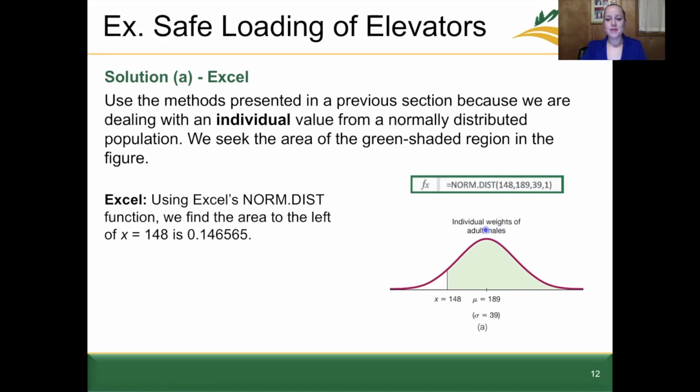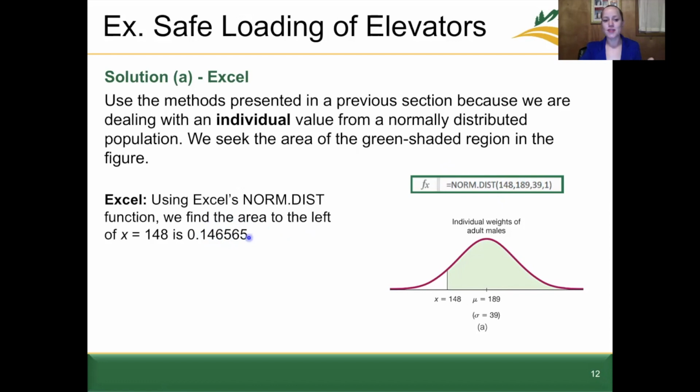But we need to remember that when we plug in these numbers into Excel, it's going to give us our cumulative area from the left. So once we get our answer using Excel, we won't be quite done with the question. So if I type this into Excel, equals sign, set up my function, I have my X value, mean, standard deviation, cumulative value. I hit enter, I get an area or probability value of 0.146565. Remembering what Excel and table A2 give us, it's the cumulative area from the left.